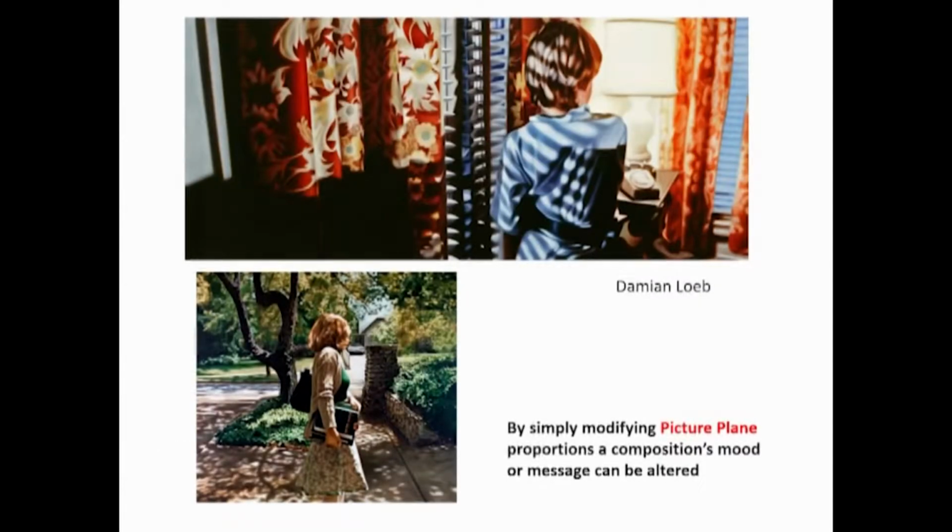The proportion of the picture plane can also be important. Here you have a more cinematic proportion. The Damien Lee painting up here, it's more of a 16:9. What cinematic proportion does is it creates more, I guess, mystery. It's something we're used to seeing when we go to the movies.